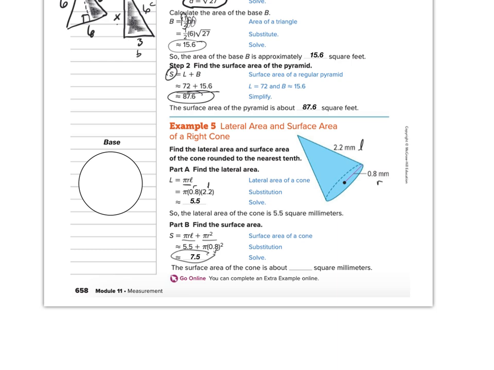So the surface area of the cone is approximately 7.5 millimeters squared. Okay, so looking at the base, this is 0.8 millimeters, which is my radius. So calculating your area.